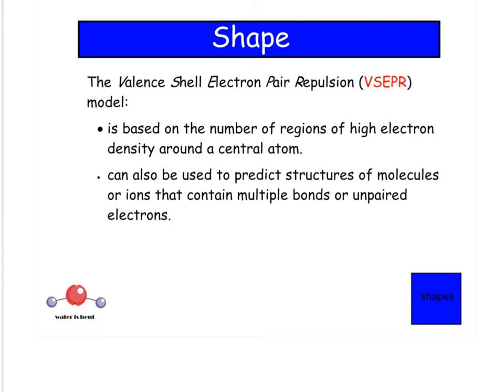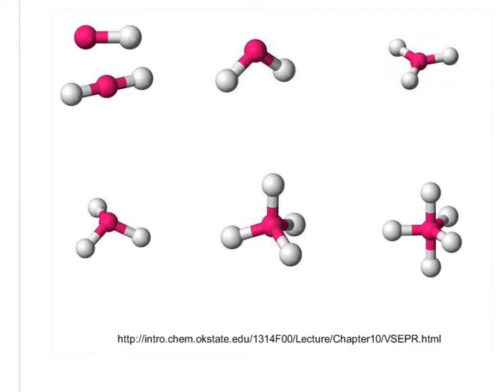Shape. The valence shell electron pair repulsion model, or VSEPR for short, is based on the number of regions of high electron density around a central atom. And it can also be used to predict structures of molecules or ions that contain multiple bonds or unpaired electrons. So here we go. Here we've got these two shapes right here. They're called linear because they're in a straight line.